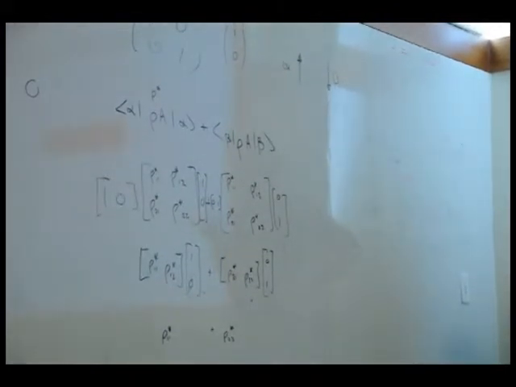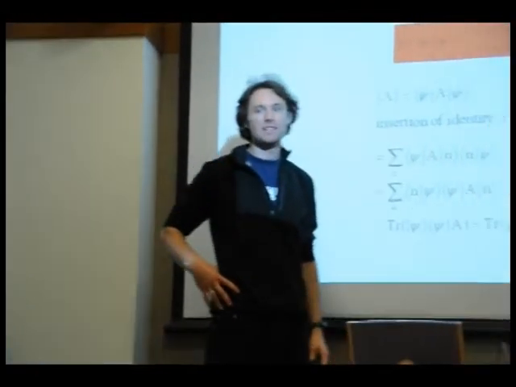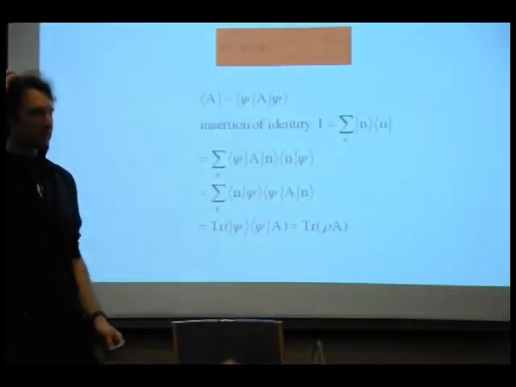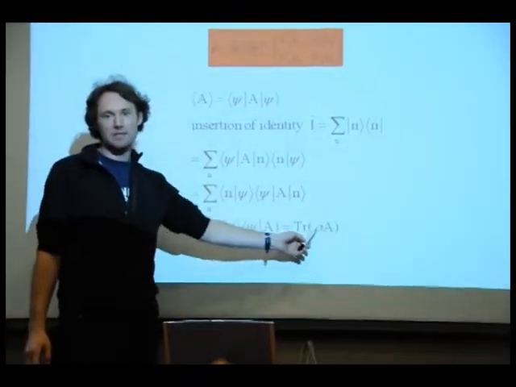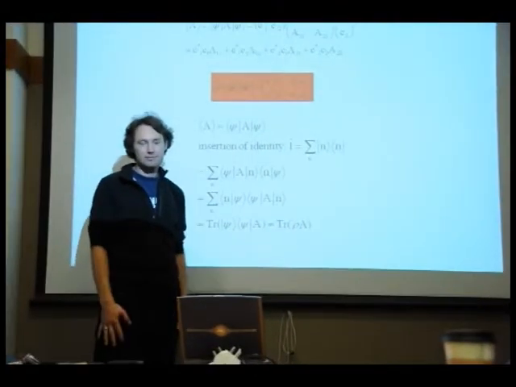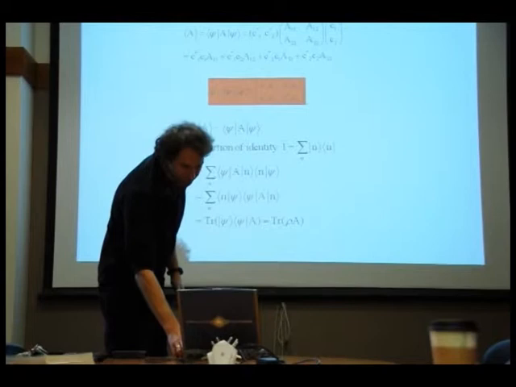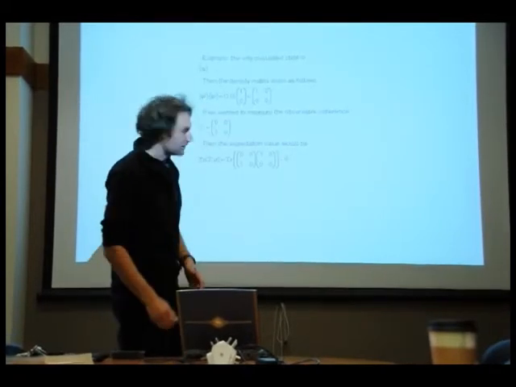Does this all make sense? Yeah? Great. Okay, well, this is, I guess, a simple proof that we can calculate the expectation value of some observable just by doing this operation. And if you know rho, then it's reasonable.